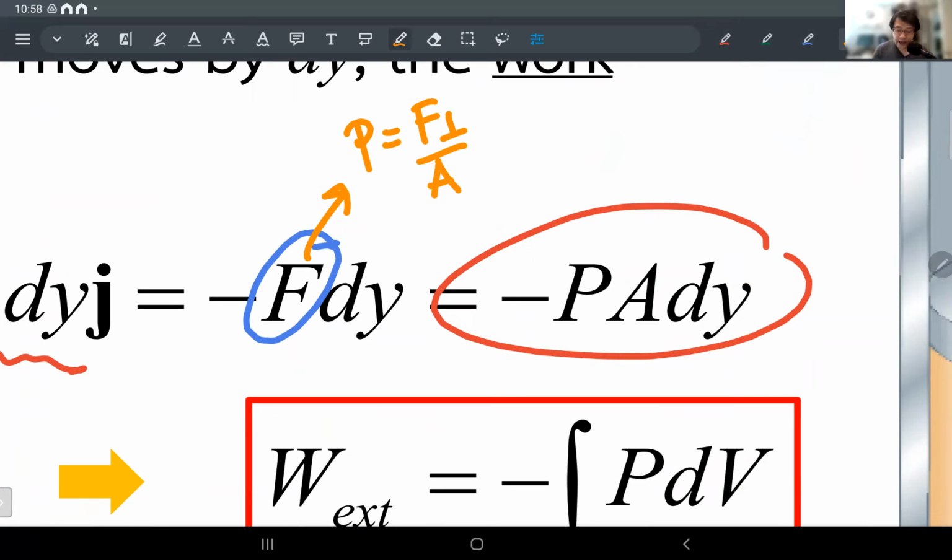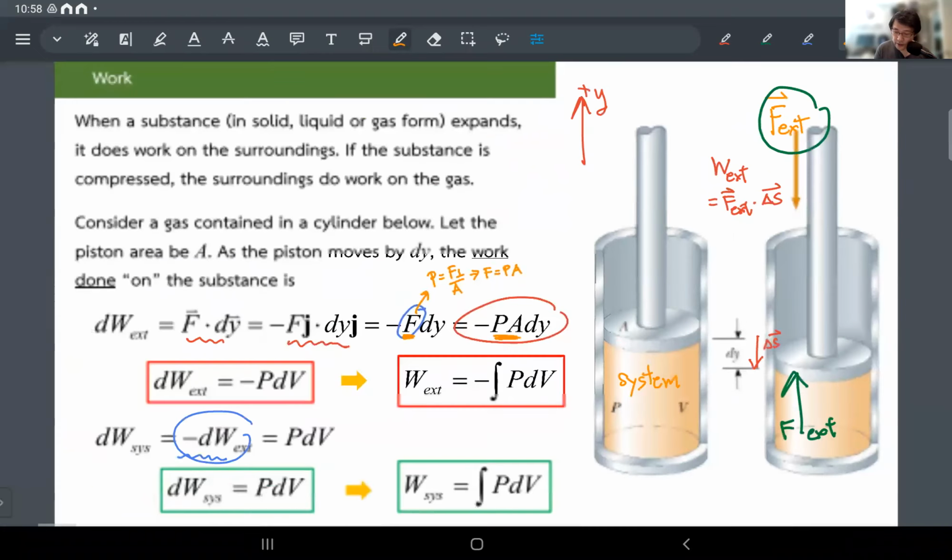So that means I can re-express F in terms of the product between the pressure and the area. Does that make sense to you guys? So instead of using the force, I'm not going to use it anymore. I'm going to call it the pressure product with the area, the cross-sectional area. But the good thing about this one is when you look at the cross-sectional area, you see that there is some movement over here.